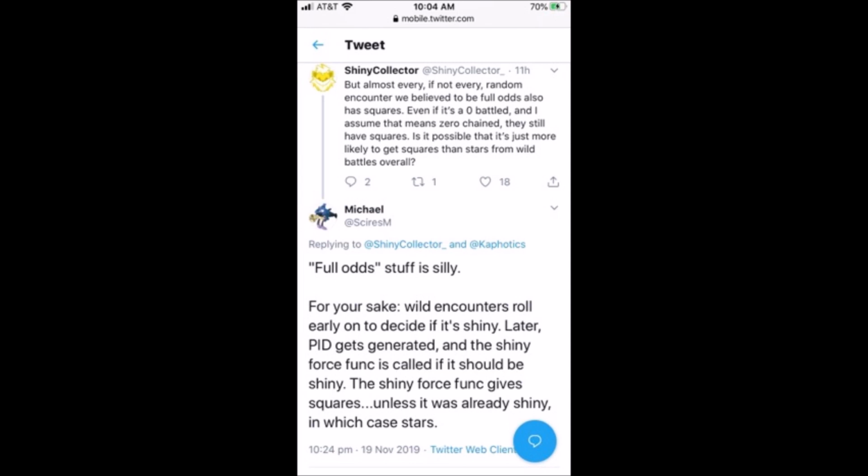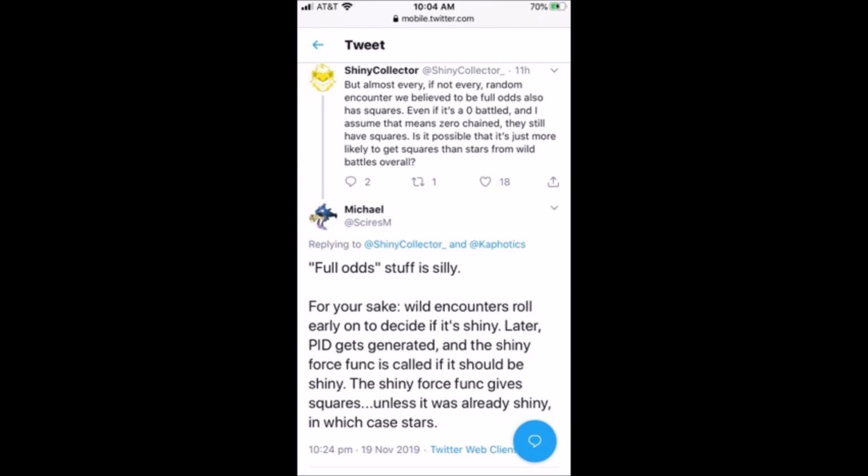He's also a well-known data miner himself, but this first check basically doesn't give you the shiny, even if it comes up flagged as shiny. It's the PID that, once generated, gives you the shiny for wild encounters. So this basically means that, just like any other game from Generation 3, if the PID comes up as shiny, then there's a force function that occurs, and that force function is what Kurt was talking about in his tweet, that gives you squares. It always 100% gives you squares.